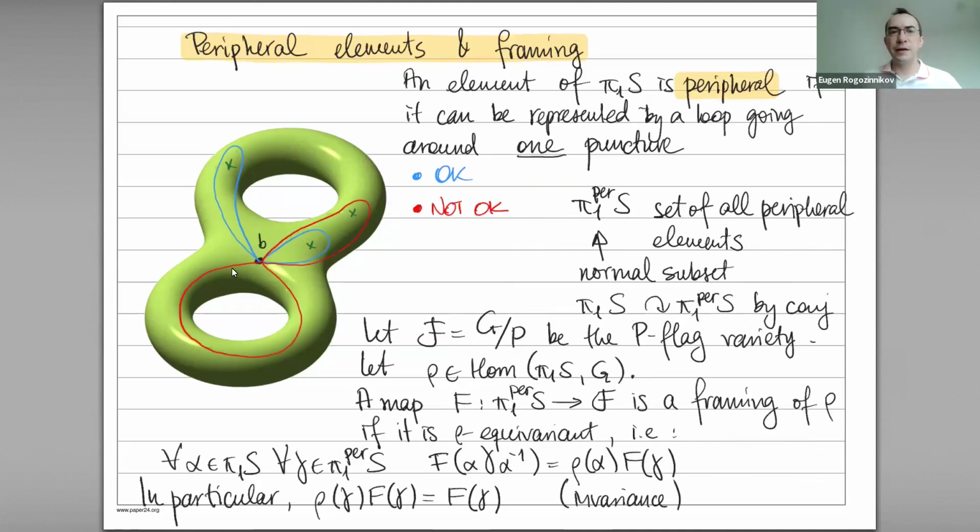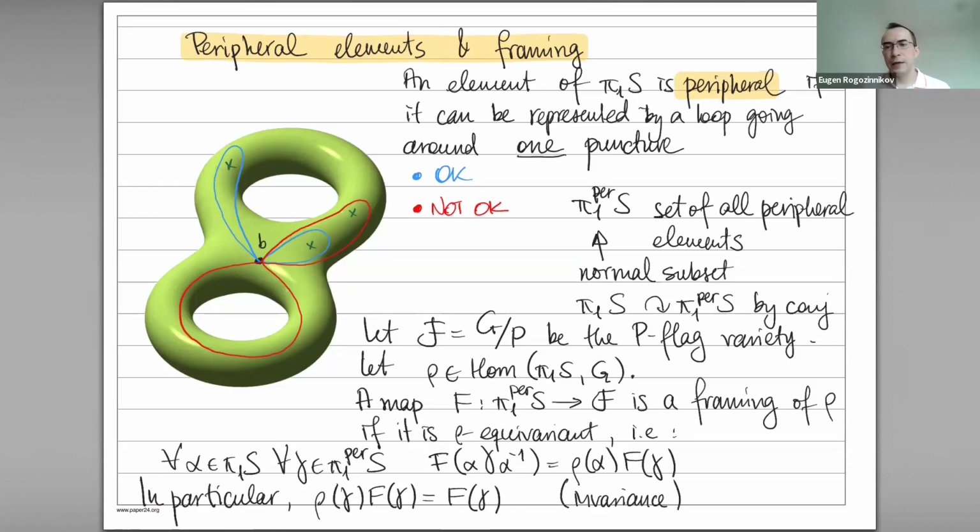But first, let's discuss a little bit the peripheral elements of the fundamental group. So an element of pi1 of S is called peripheral if it can be represented by a loop going around exactly one puncture. So on this picture, you can see the blue curves are peripheral, the red curves are not peripheral. So the space of peripheral elements I denote by pi1 per S. This is not a group. This is just a set, but this is a very nice set. This is a normal subset. That means that pi1 of S acts on pi1 per S by conjugation.